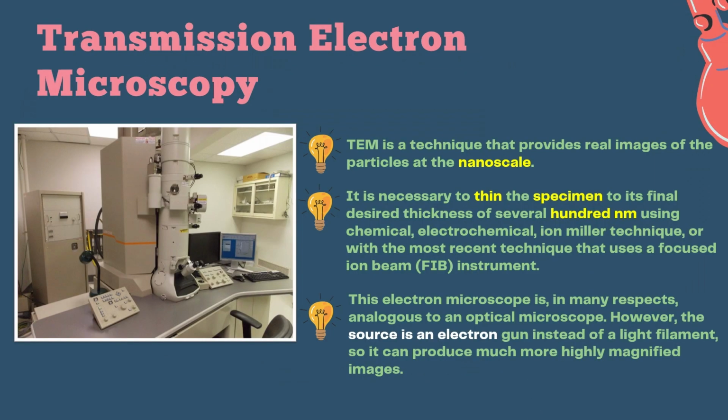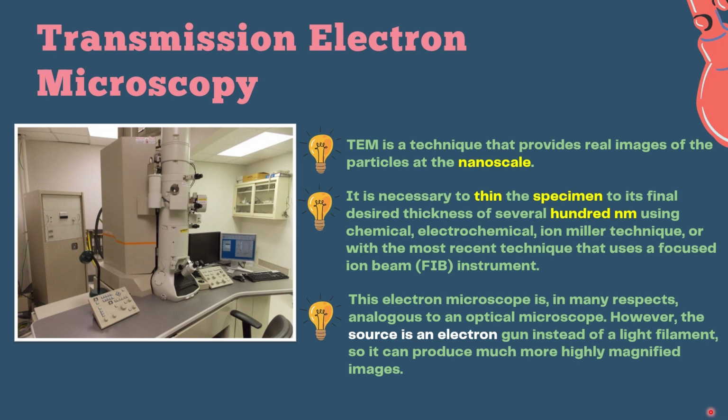The second one is the transmission electron microscopy. TEM is a technique that provides real images of the particles at the nanoscale. It is necessary to thin the specimen to its final desired thickness of several hundred nanometers using chemical, electrochemical, ion Miller technique, or with the most recent technique that uses a focused ion beam or FIB instrument.